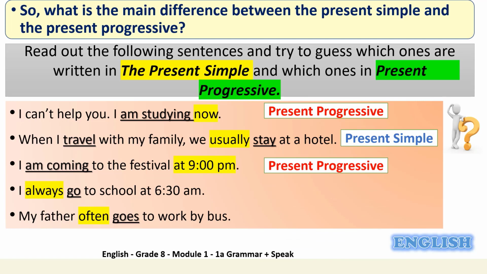Wonderful. I always go to school at 6:30. Of course, this is a habit, so it's present simple. My father often goes to work by bus. So this is also like a habit or a state, so it's present simple.